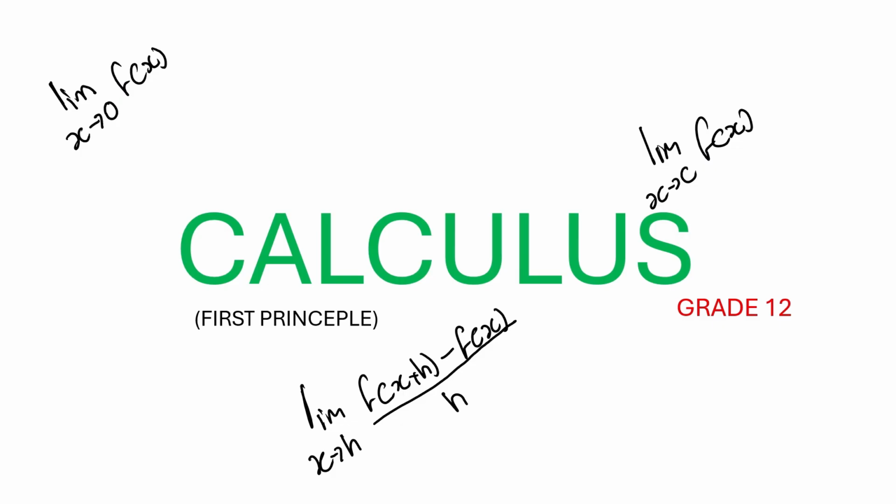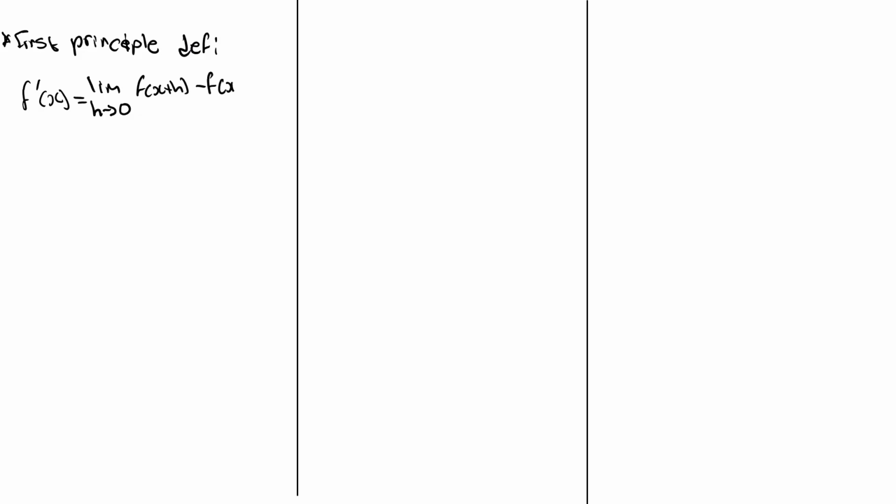Now let's start with our calculus. So yeah, let's start with the first principle. The first thing you need to know is the first principle's definition. So this is the first principle definition. It says f prime of x, or the derivative of x, is equal to the limit as h approaches 0 of f of x plus h minus f of x, all divided by h.